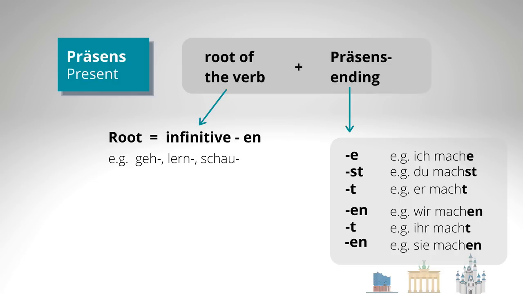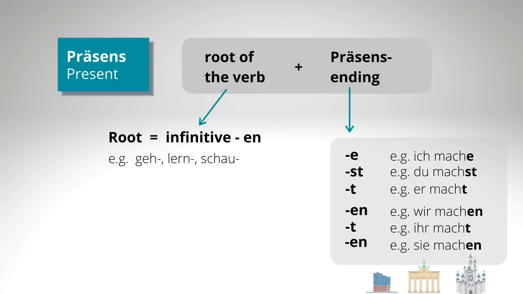German has a little more than that. We have the ending e for the first person singular, st for the second person singular, t for the third person singular, n for the first person plural, t for the second person plural, and finally again n for the third person plural. If we take the verb machen, for example, to make, we could conjugate it like this.